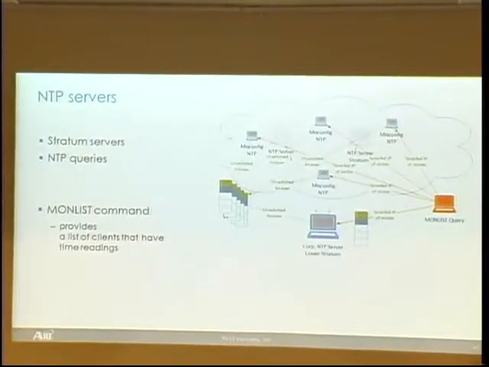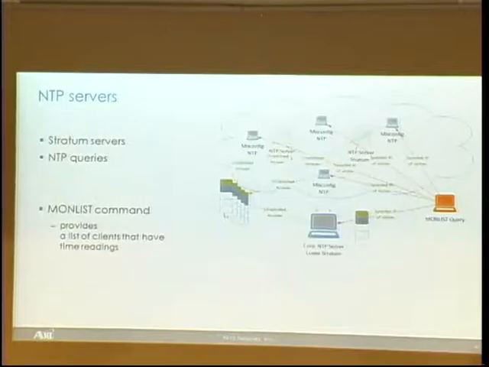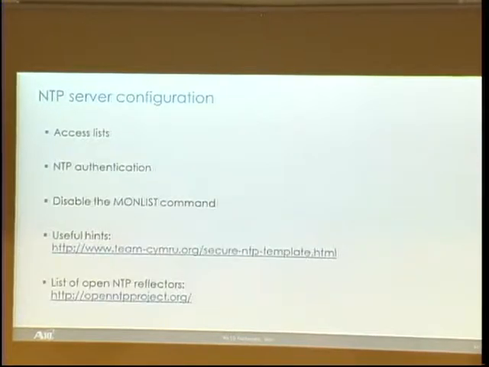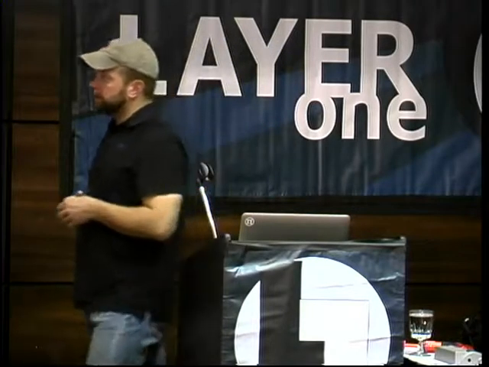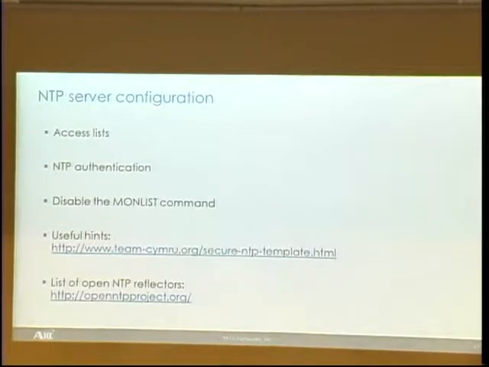And so, anyway, the resolution is very simple. Just disable the monlist command. And also, you can limit with access lists. I didn't want to come with all the different configurations because it would blow through like four slides. You can go to Team Cymru's website. They have templates for Juniper, Cisco, and ISC NTP, or whatever the open source one that's fairly popular was. You can also look at the list of NTP reflectors, which is maintained by the Open NTP Project, at the very bottom.